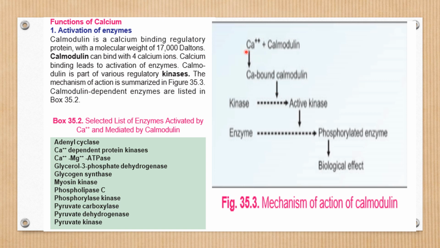When there is a large amount of calcium in our body, it combines with calmodulin and forms calcium bound calmodulin, and it activates the enzyme, for example, kinase to active kinase. And then this active kinase performs its function. This is the list of various enzymes that depend on calcium and calmodulin for their activation.